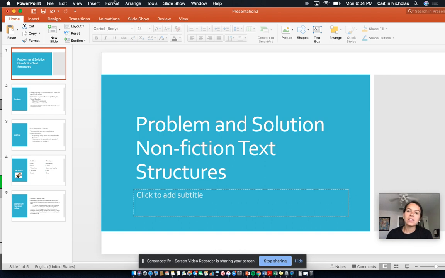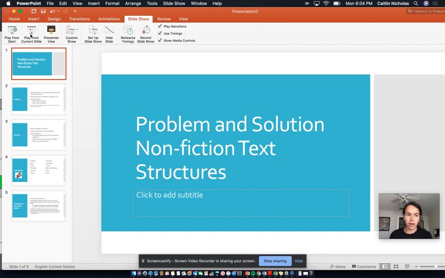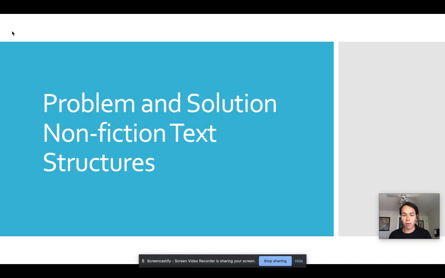Hi, guys. Today we are talking about a new nonfiction text structure, which is one that you guys should be familiar with, actually. And this is problem and solution nonfiction text structures. And just to start, to give you guys a preview, problem and solution is very similar to cause and effect. We're going to be talking about both of them, but today we're just focusing on problem and solution.